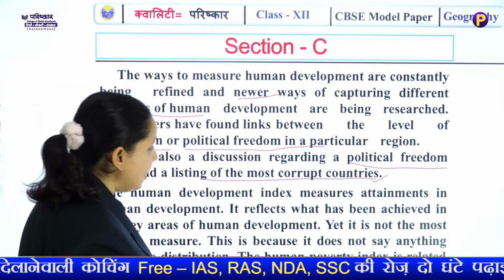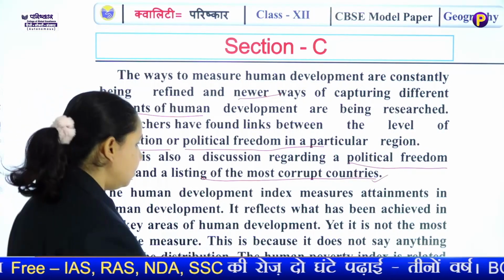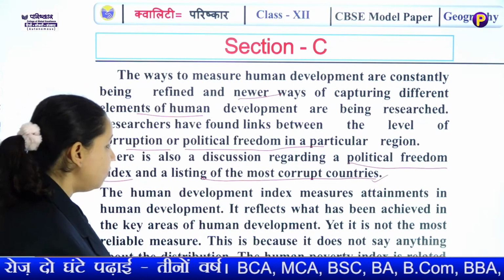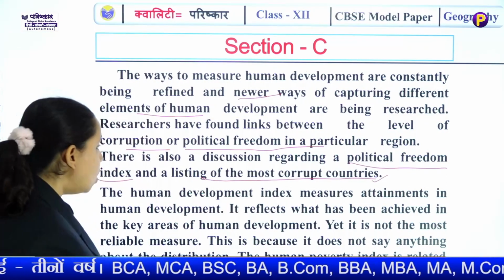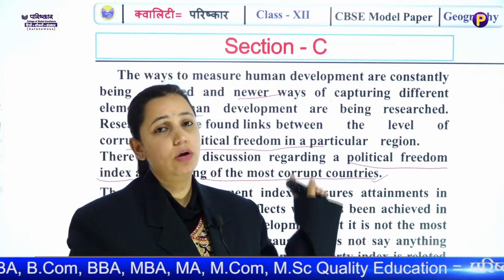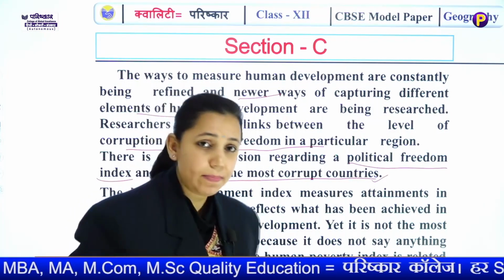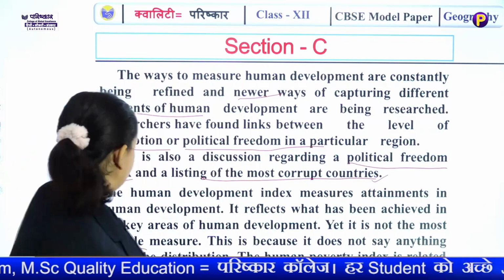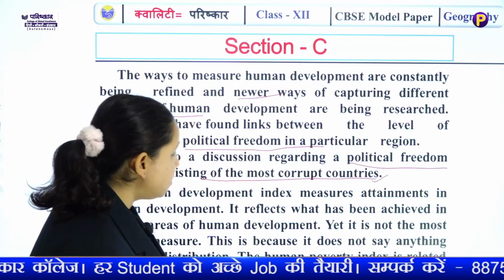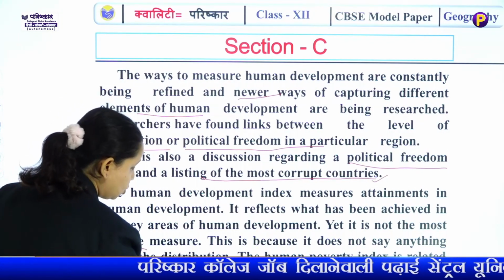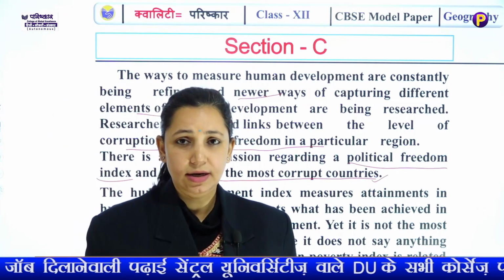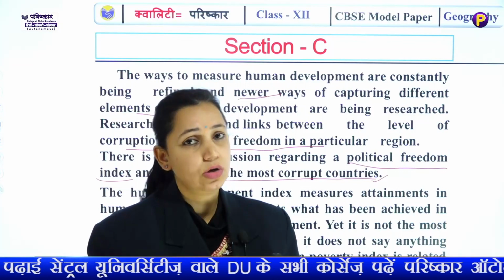The Human Development Index measures attainment in human development. We all know that it reflects what has been achieved in the key areas of human development. Yet, it is not the most reliable measure. We have already, in the previous answer, gone through the pillars of human development, but now with changing time, it is not the most reliable measure. This is because it does not say anything about distribution, the level of distribution, the balance of distribution. It does not talk about the equal distribution of resources.